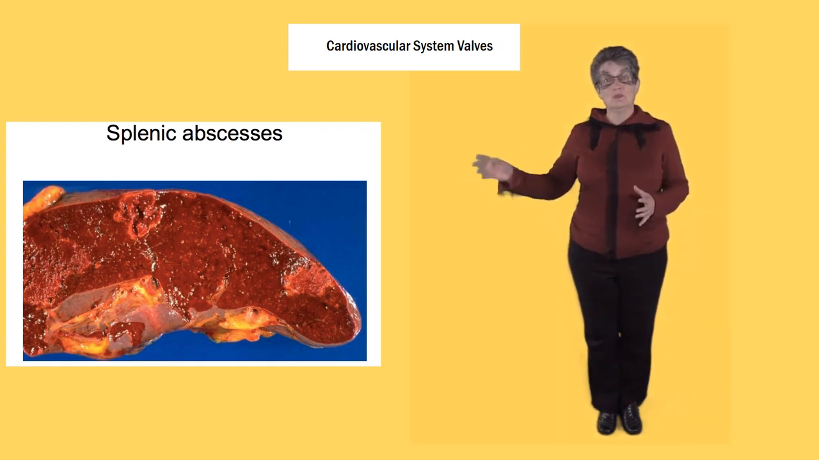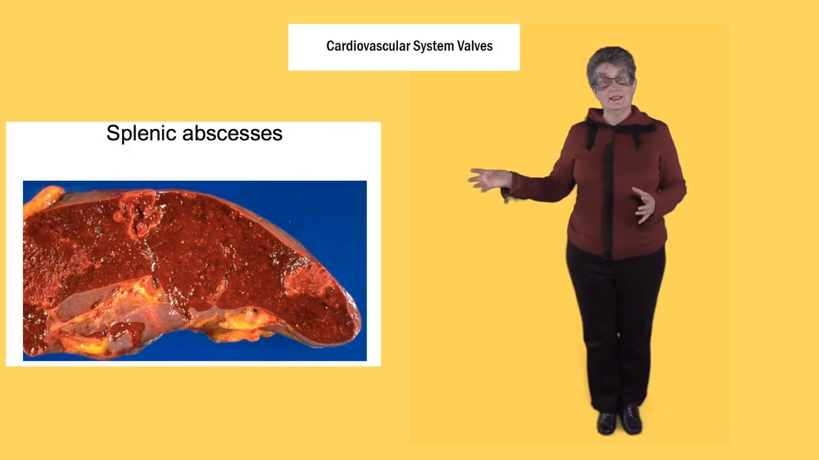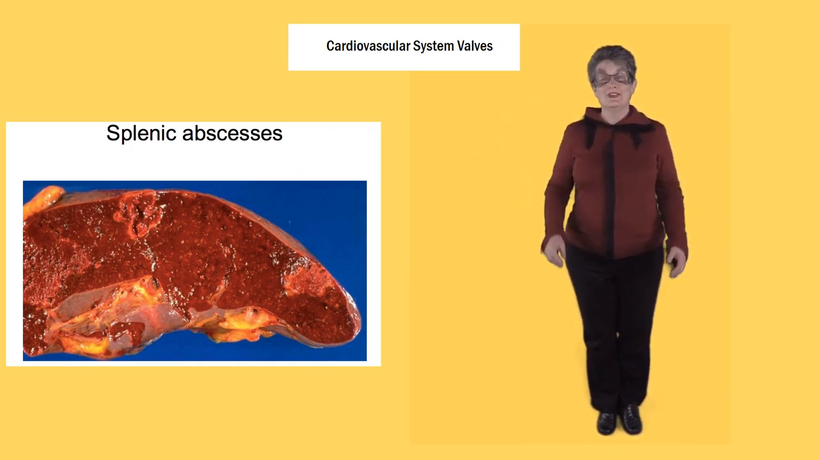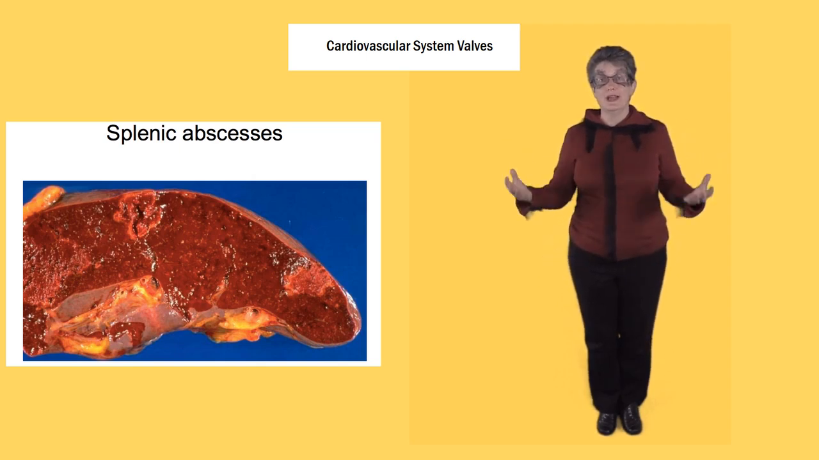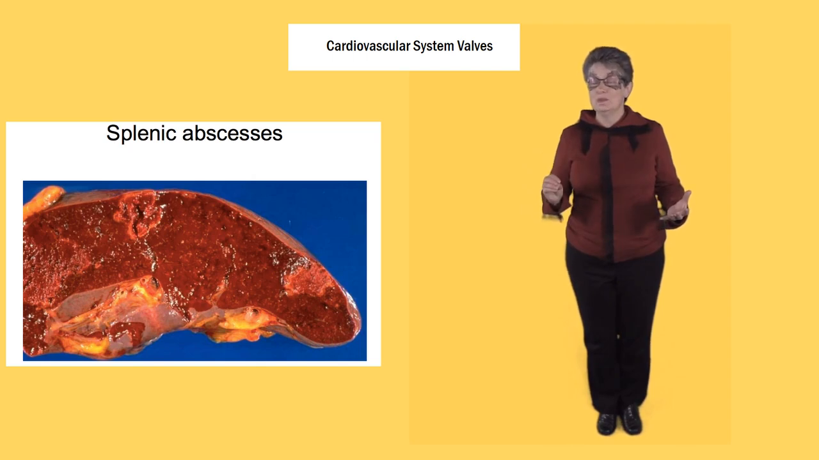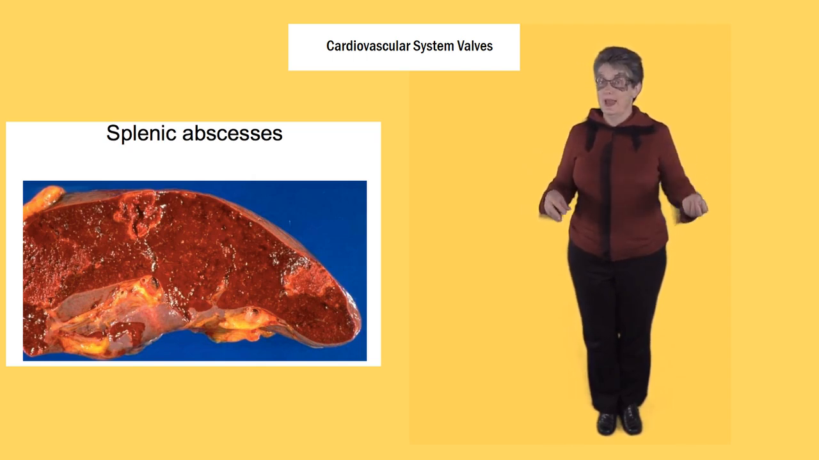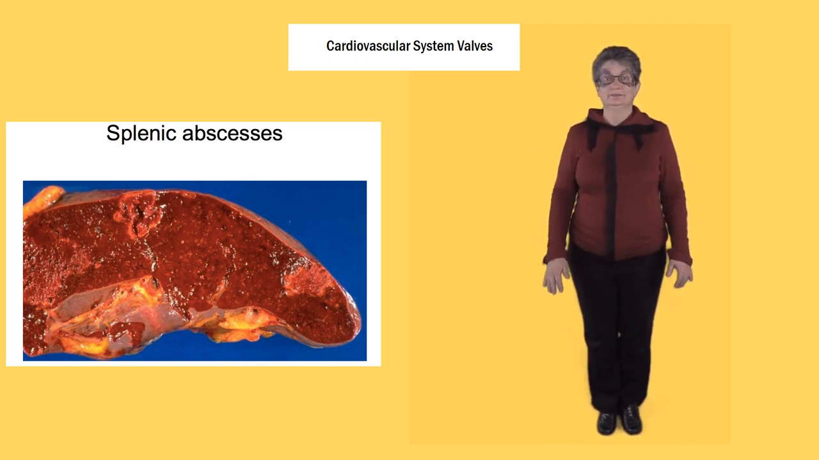Here we have a spleen with multiple abscesses in it. They're the pale areas near the capsule. When bacteria break off and travel around the body, they can cause abscesses in a wide variety of organs, particularly ones with a high blood flow, like the brain and the kidneys.